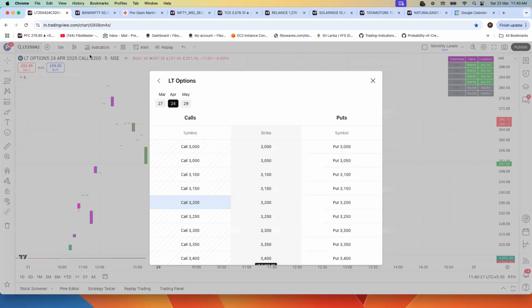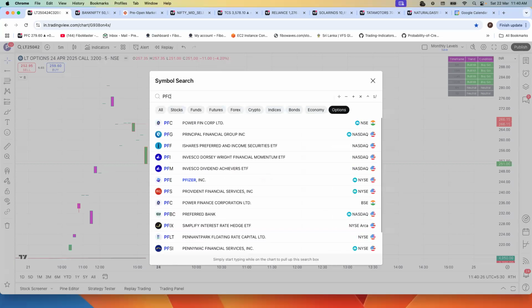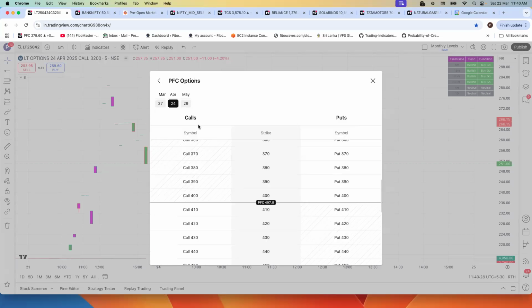You want to see PFC? I want to show PFC also. PFC is not moving, right? Is it moving or not moving? It's 407. I'll move to 400, okay?